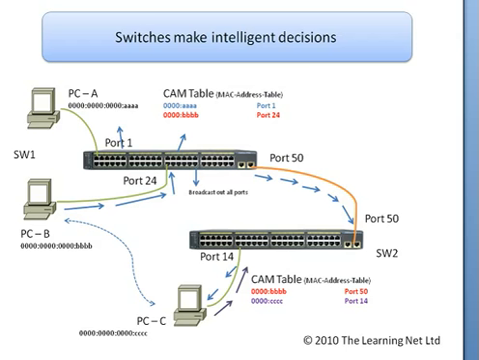Okay, now he needs to get to PCB. Is he going to do another broadcast? Well, no. He already has an entry in his MAC address table for PCB, and that is out port 50. So he's going to send it directly out port number 50.